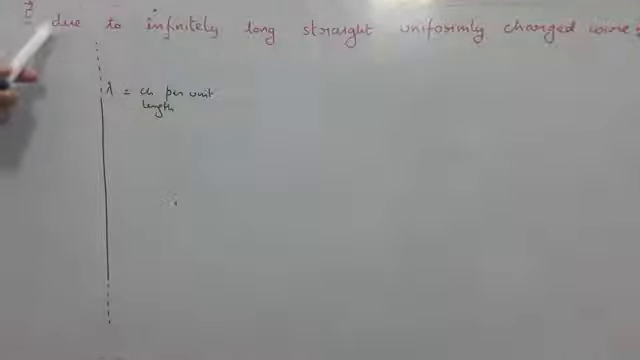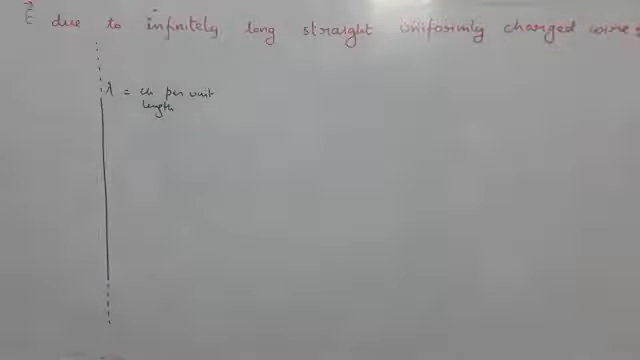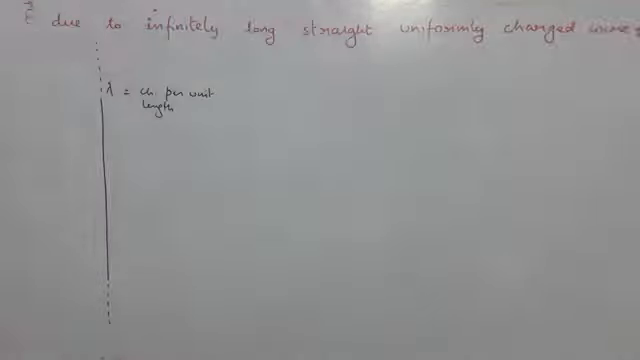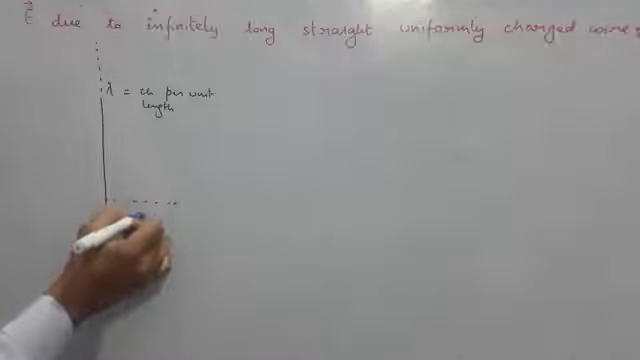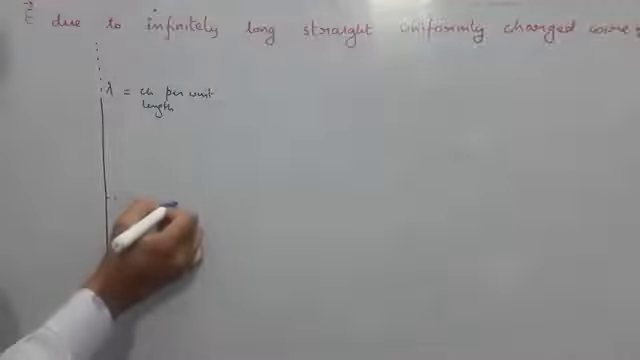We'll see how to find the electric field due to an infinitely long straight uniformly charged wire. You can see this is a linear charge which extends to infinity on either side. It is a very long line of charge, and charge is distributed over its length, and the charge per unit length is lambda, that is given in the question. We take a point over here at some distance, say r. At this point, at a distance r, we wish to find the electric field.